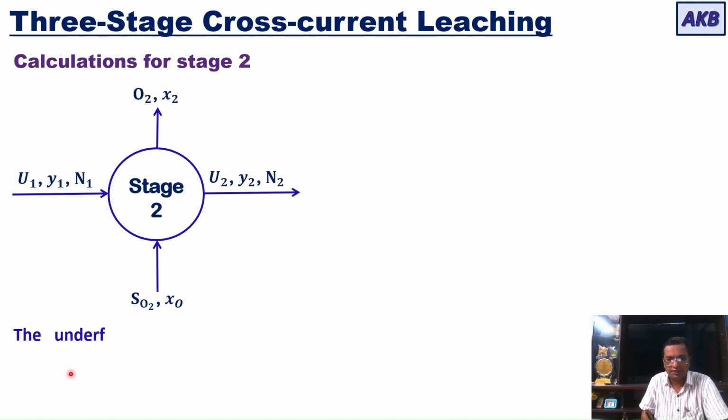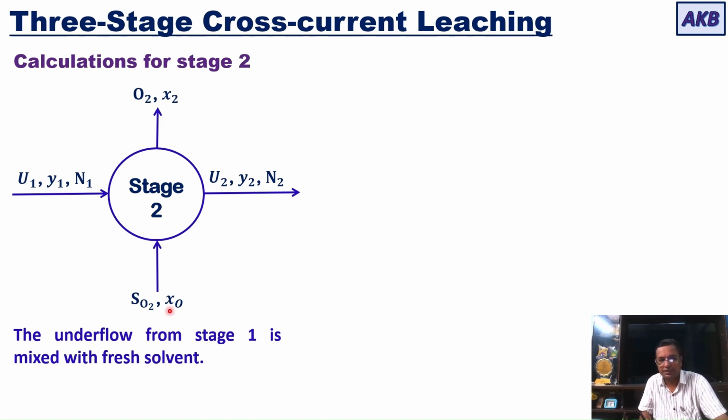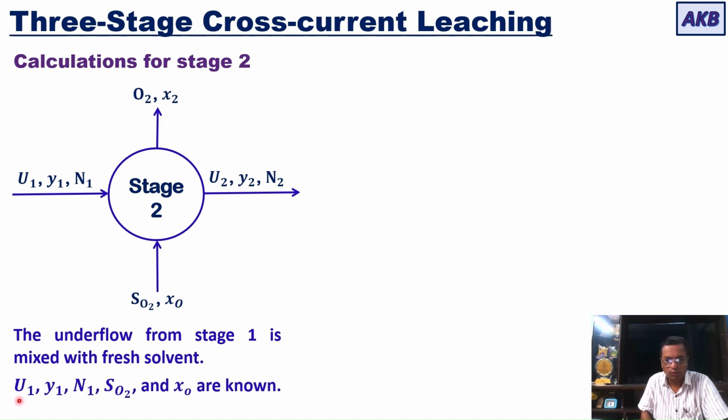So what happens in stage number 2? The underflow from stage 1 is mixed with fresh solvent in this stage. And before you proceed for doing calculations for stage 2, what quantities are known to you? You just look at those quantities. So U1 is known to you, Y1 is known to you, N1 is known to you, S02 is known to you, and X0 is known to you. So these 5 quantities are known to you and you will need them for doing calculations for stage number 2.